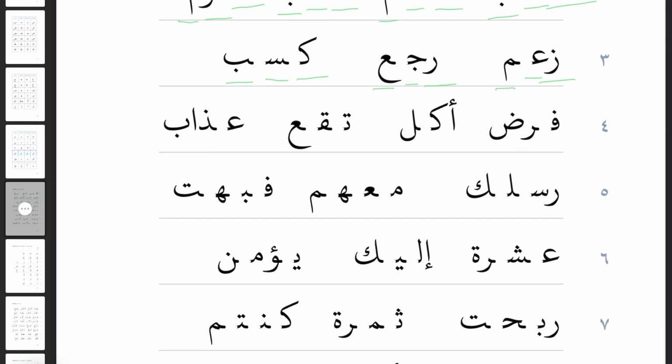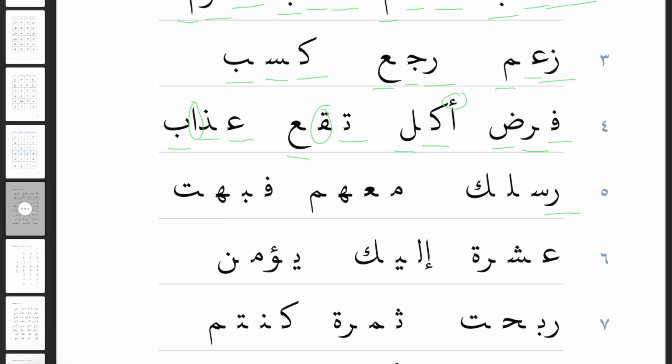Line 4. Fa, Ra, Dad, Hamza. Hope I didn't catch anyone out with that one. Remember, we're not going to say Alif, we're going to say Hamza. Kaf, Lam, Ta, Qaf, Ain, Ain, Dhal, Alif, Ba. Line 5.